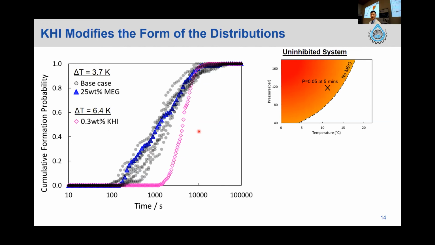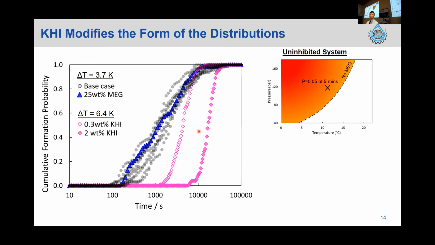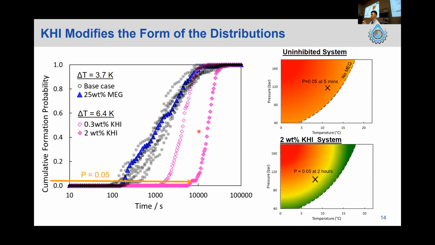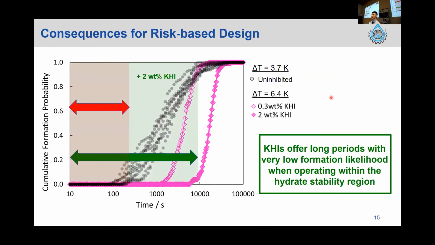For an industry benchmark, it's typically 1 or 2 weight percent KHI. With 2 weight percent KHI, you can see that the shift of the induction time distribution is even more significant. So to apply this in the industry, once again, 95% confidence for an X amount of time. If you draw a straight line here at 95%, the X amount of time is 2 hours instead of 5 minutes compared to your uninhibited system. So what we can say about this KHI system is that it actually offers a longer period with a very, very low formation likelihood when you operate inside the stability region.